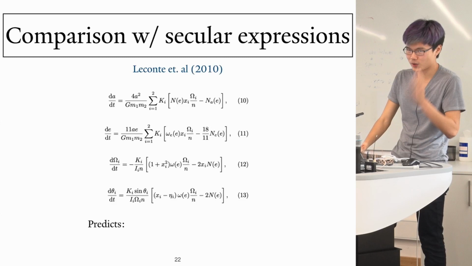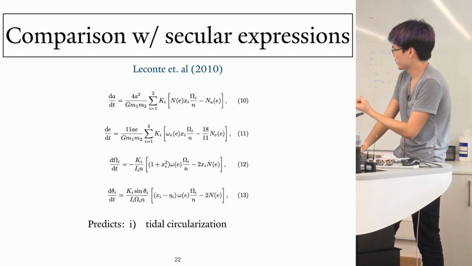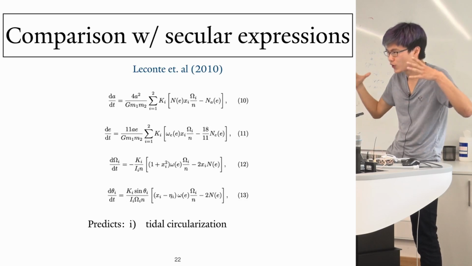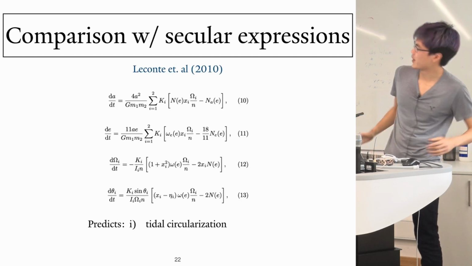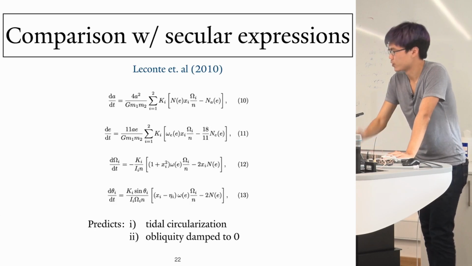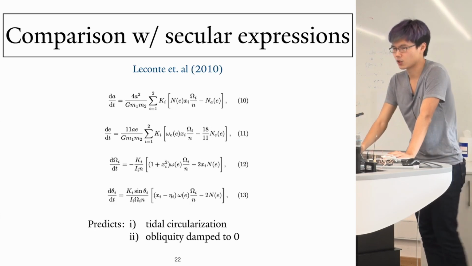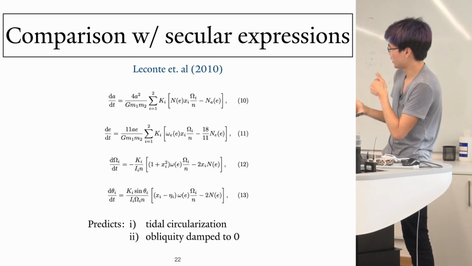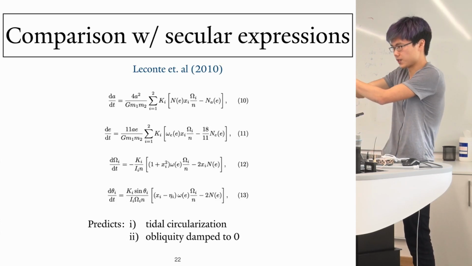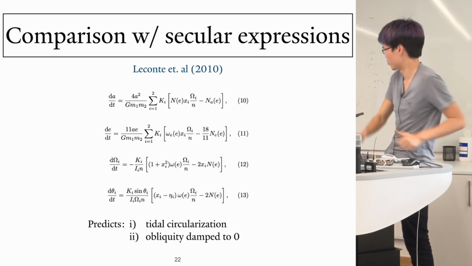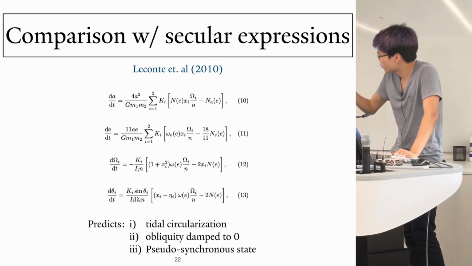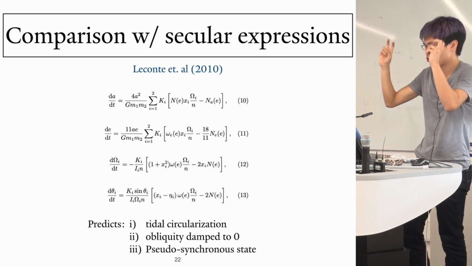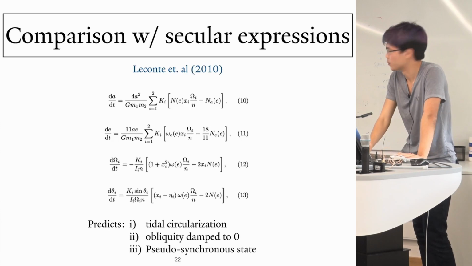And essentially, what they predict is tidal circularization. So a planet's orbit, if it starts out eccentric, will quickly reach very low eccentricity. It predicts obliquity damped to 0. So in other words, it predicts that the orbit normal of the planet and the spin axis of the planet will quickly synchronize and point in the same direction. And it also predicts that the spin of the planet will rapidly evolve to a pseudo-synchronous state, which I'll go into in a little bit more detail later.